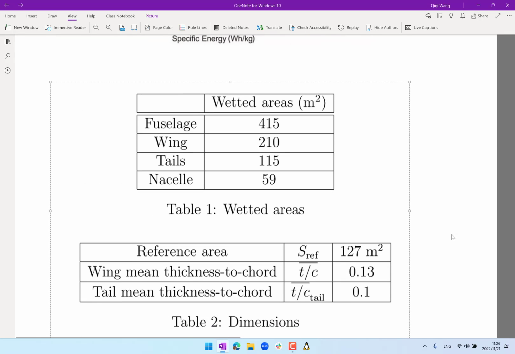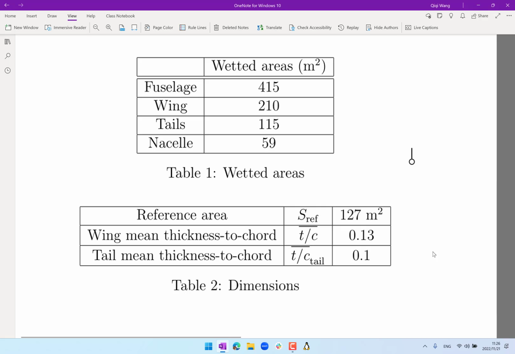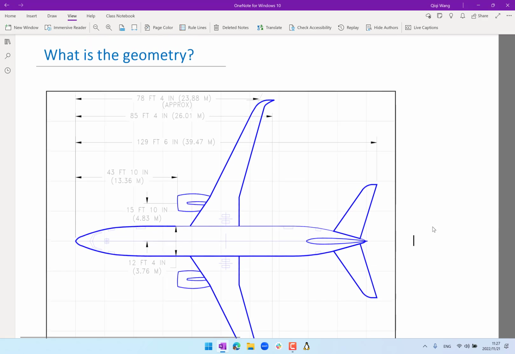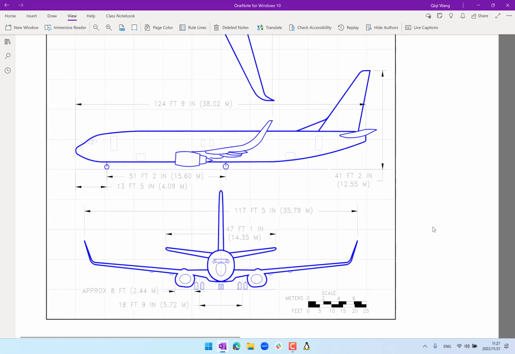If no, here are some very simple numbers on the wetted areas and thickness to chord ratios, which presumably you don't have to use this week yet. And this is the planform geometry of the 737. For the empty weight and the maximum takeoff weight, which you can subtract to see how much payload you can squeeze into an empty 737, you can go to Wikipedia. These numbers are pretty reliable over there.